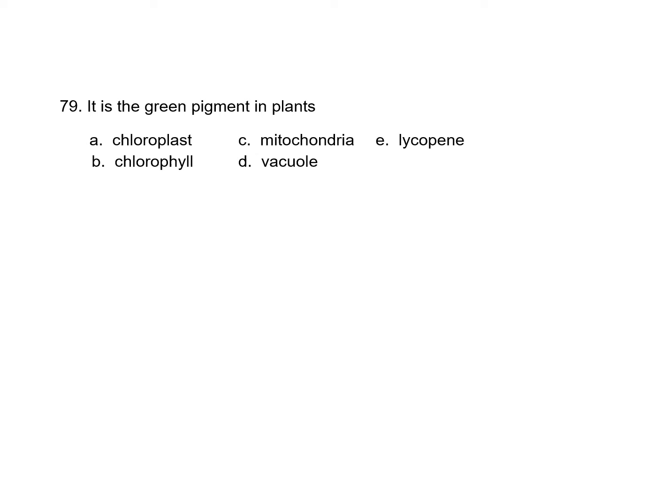Number 79. It is the green pigment in plants. A. Chloroplast. B. Chlorophyll. C. Mitochondria. D. Vacuole. E. Lycopene. The answer is chlorophyll.